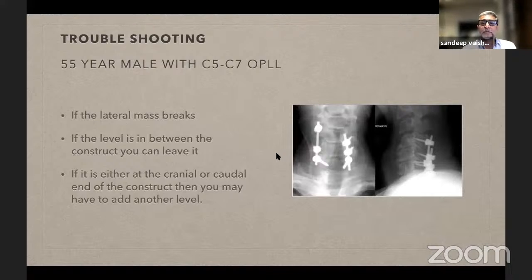So while troubleshooting, suppose you damage the lateral mass, what would you do? So this was a 55-year-old male who had a C5 to C7 OPLL. So I did a C5-6-7 laminectomy, put in C5-6 lateral mass and C7 vertical screws. But I broke the lateral mass on the right side, so I extended it by 1 more level above. The problem would be that you are losing 1 extra motion segment. But if the level is in between the construct, you can leave it. But if it is either at the cranial or caudal end of the construct, then you may have to add another level.